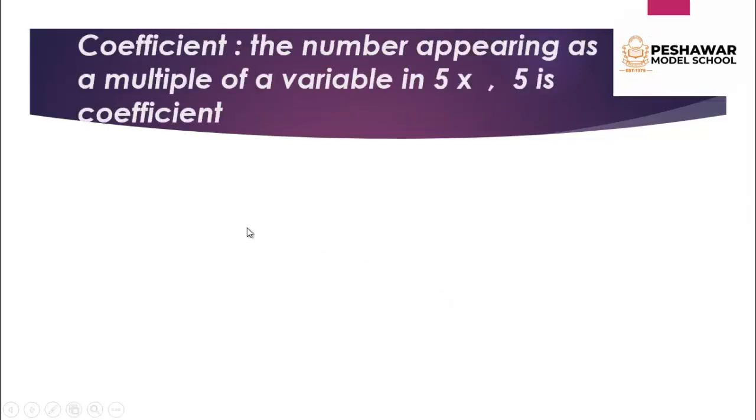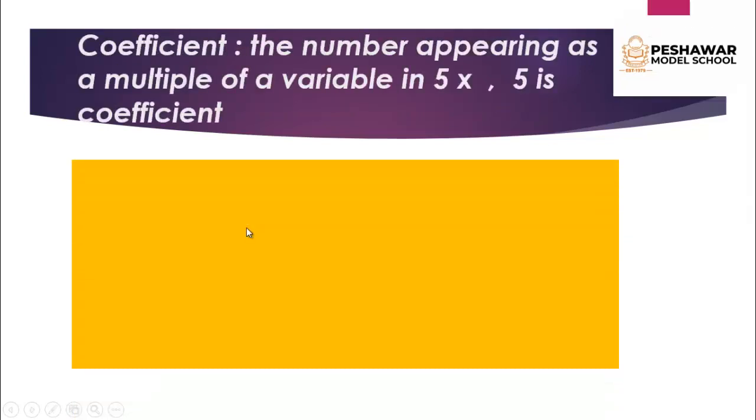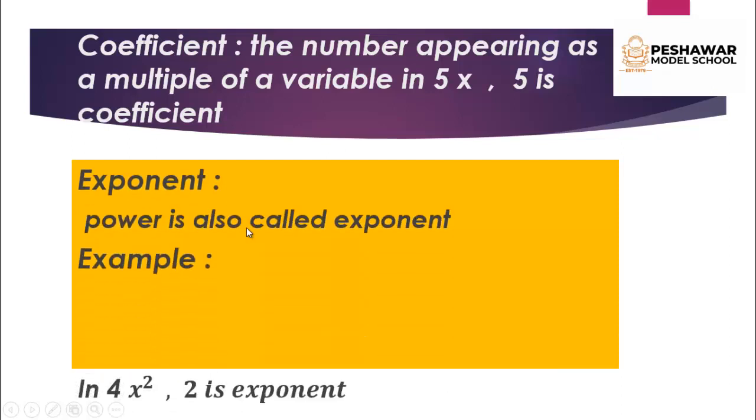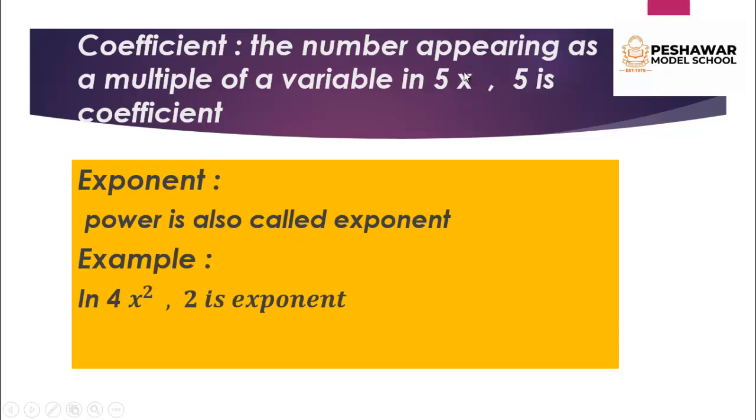Next is coefficient. What is coefficient? The number appearing as a multiple of a variable, or in simple words we can say that the number which is written beside the variable is known as coefficient. In the example 5x, the variable is x and the number written with the variable is called the coefficient. So here in this example 5 is the coefficient.